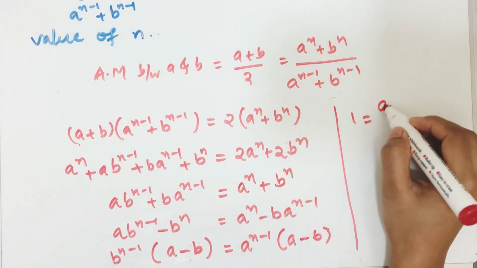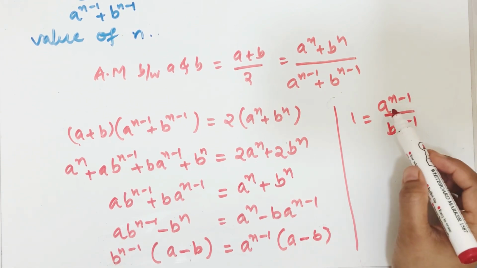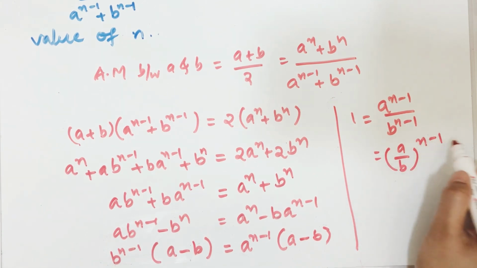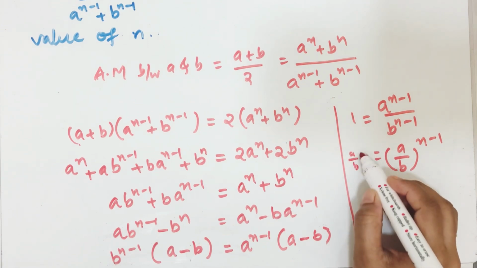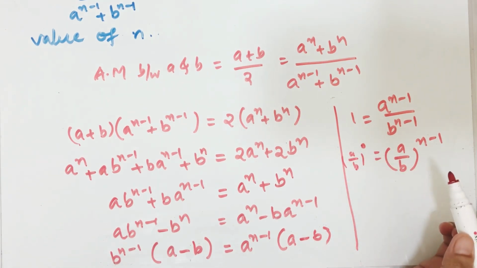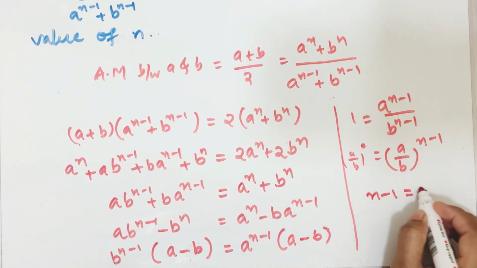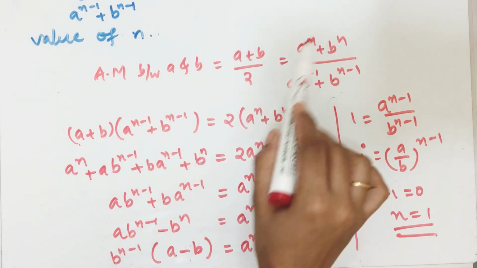1 equal to a raised to n minus 1 by b raised to n minus 1, or we can say equal to a by b the whole raised to n minus 1. But what is 1? 1 is equal to a by b the whole raised to 0. So we can say n minus 1 equal to 0, or we can say n equal to 1. So simple, just equating this one.